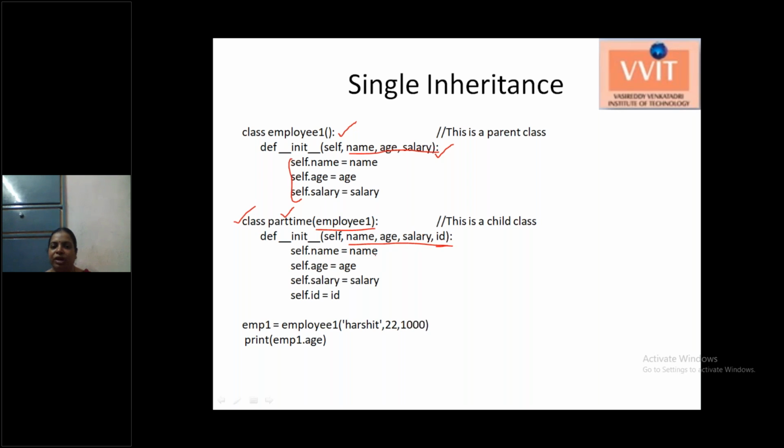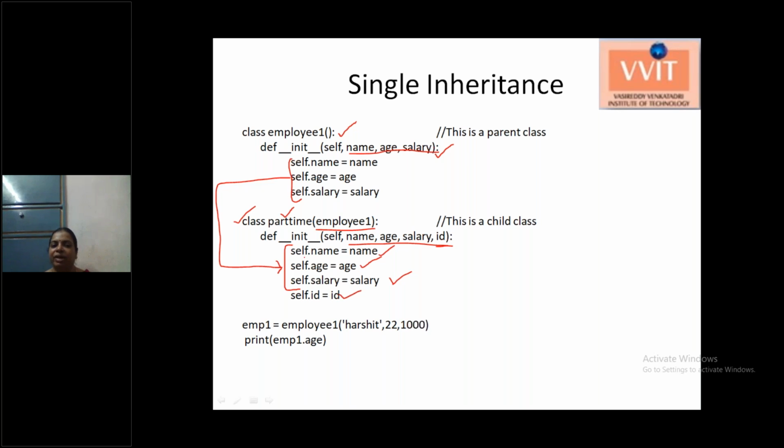Here I'm assigning self.name equals name, self.age equals age, self.salary equals salary, self.ID equals ID. Here you can observe I'm specifying these 3 variables, but it doesn't create name, age and salary as new variables here. It takes these variables from the base class. It doesn't try to create the variable.